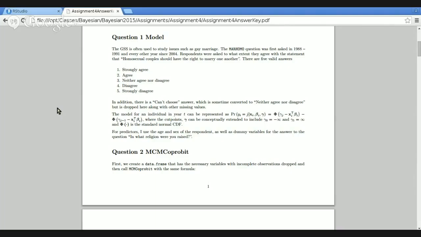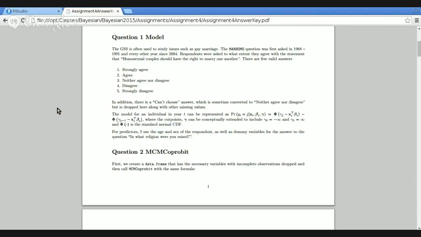The model for an individual year can be expressed as the difference of two CDFs, the cut point relative to the linear predictor. It's easier to just imagine having cut points at negative infinity and infinity to not have to explicitly write down the two cases. But when you do it in the code, one of them is just going to be 1 minus a CDF, and the other one is just a CDF.